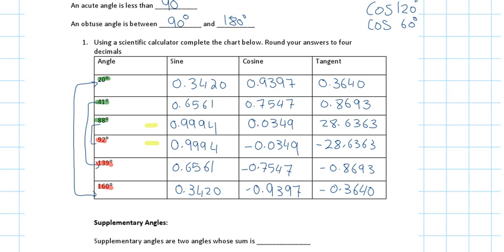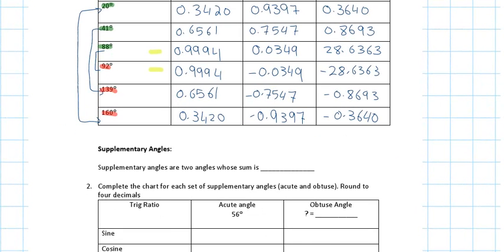So if I give you the ratio of one of the angles and I give you its supplementary obtuse angle, then you should be able to find the ratio without using a calculator, because they're the same, except they're negative for cosine, negative for tan. Okay? So let's do a little bit more investigation, or let's try some things. Supplementary angles are two angles whose sum is 180. So remember this word, supplementary.